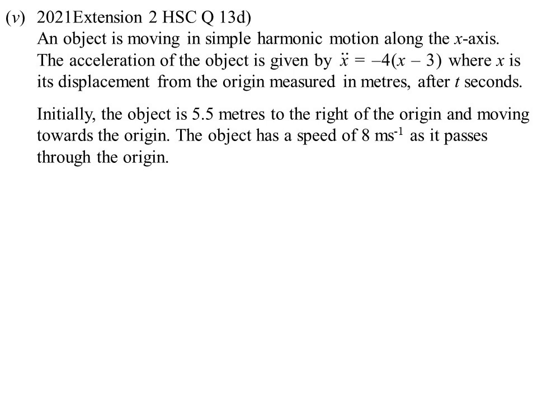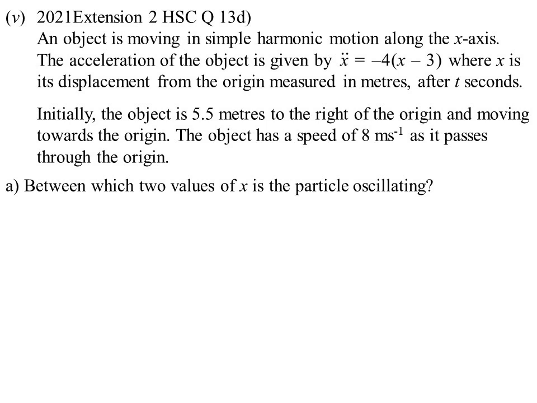Again, we've got some sort of shift happening here, where x is a displacement from the origin, in meters, and t in seconds. Initially, we're 5.5 meters to the right of the origin and moving towards the origin. And the object has a speed of 8 meters per second as it passes through the origin. It'll be plus or minus, because sometimes it'll be going one way, sometimes the other, and that's why they've said speed rather than velocity. Where is it oscillating, basically, they're asking. So between what 2 points?